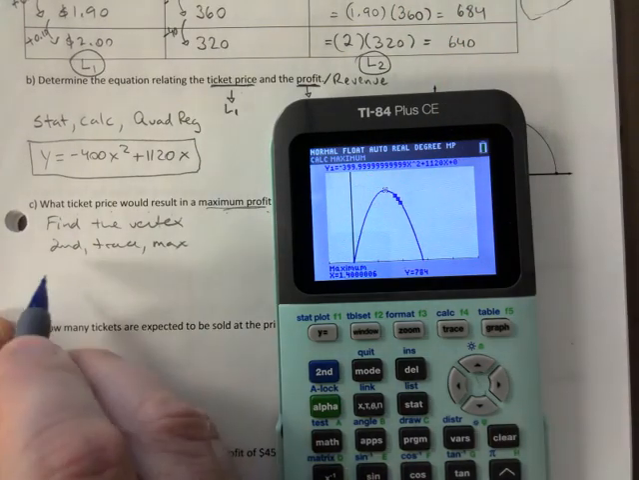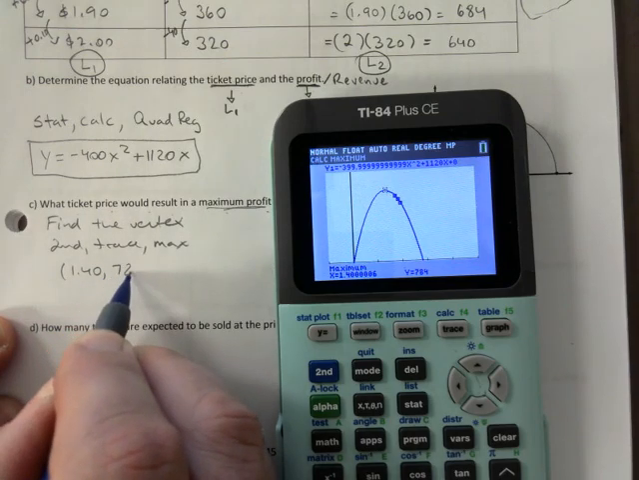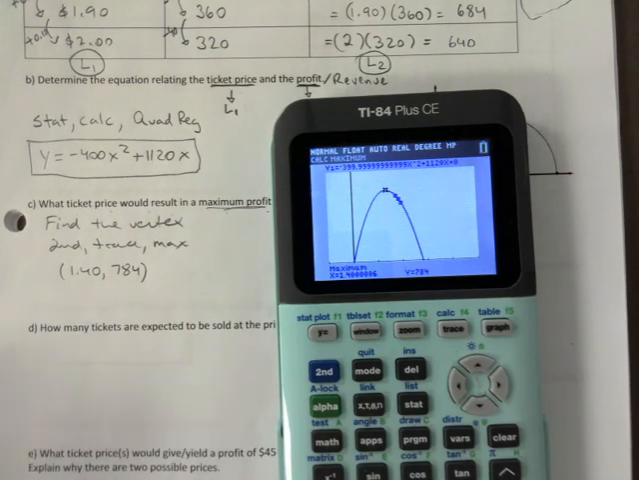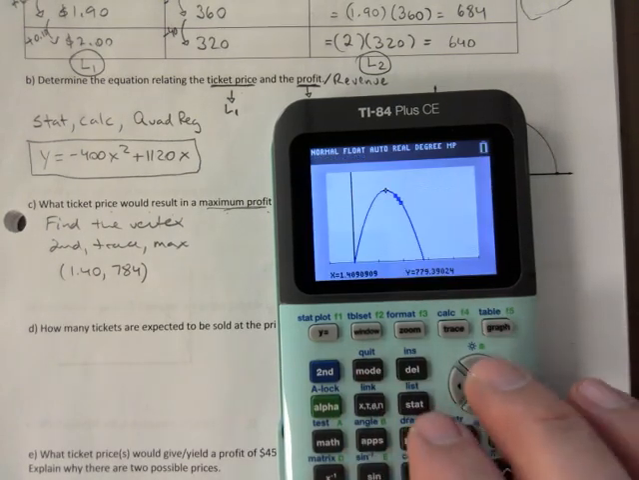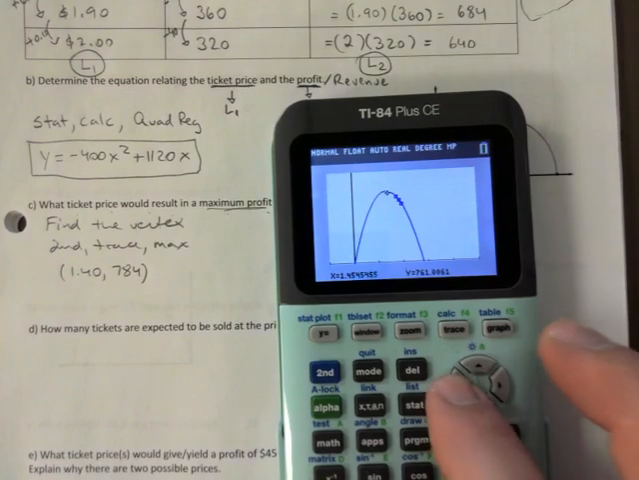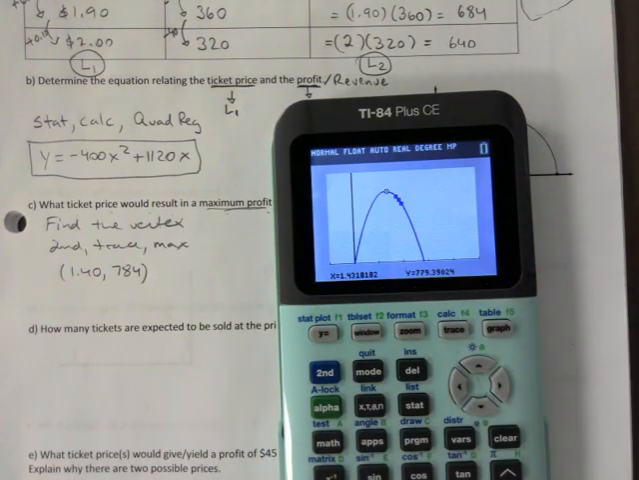So it's 1.40, 784. I'm just going to say this because it happens every once in a while. Some students, if they graph it, will just use their cursor to get close to it, and then they'll just write down that number. I want the exact number, so don't be tempted to do that.